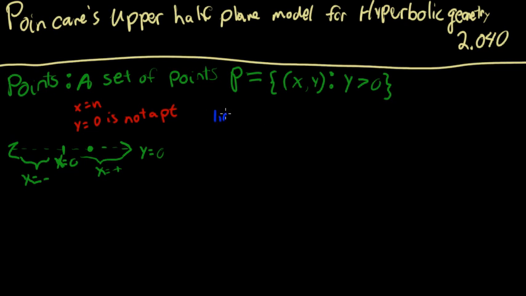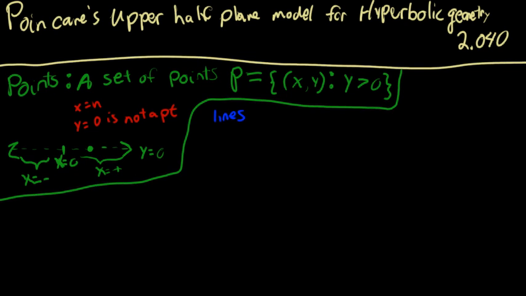We can also represent lines. Let's border this off. These lines consist of two types of sets of the form.